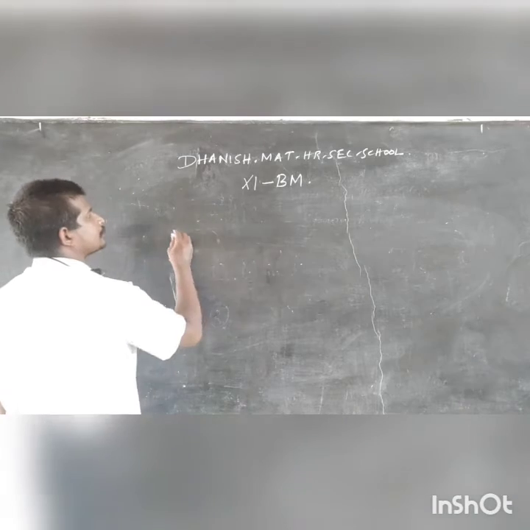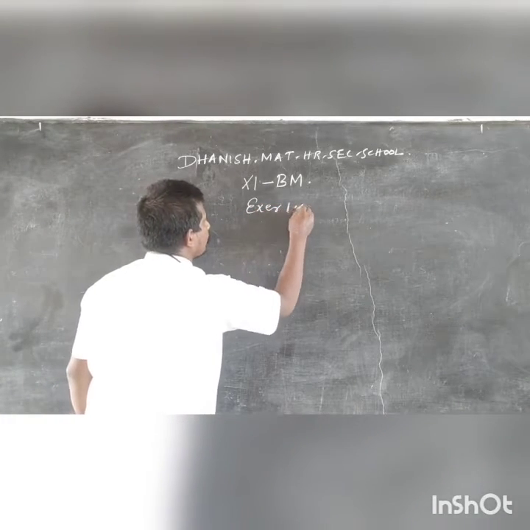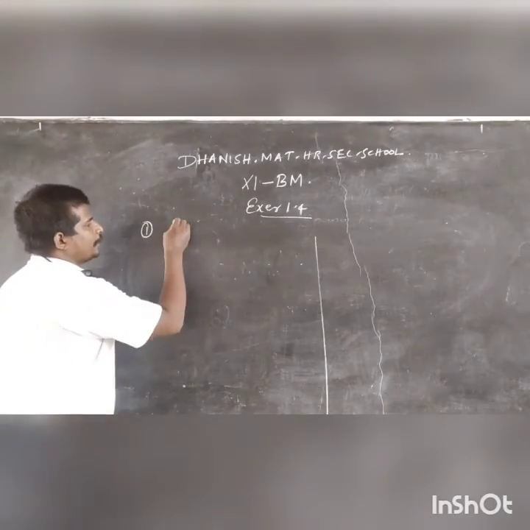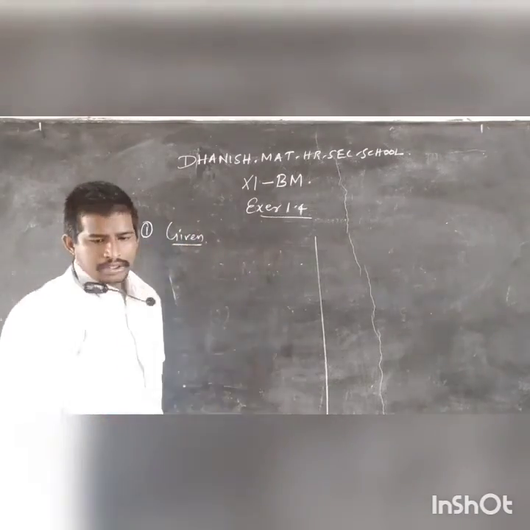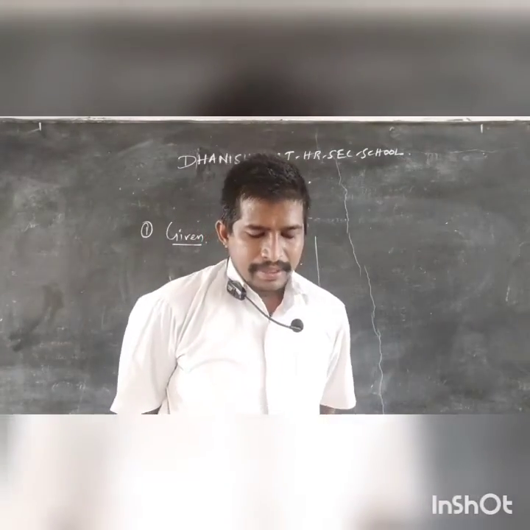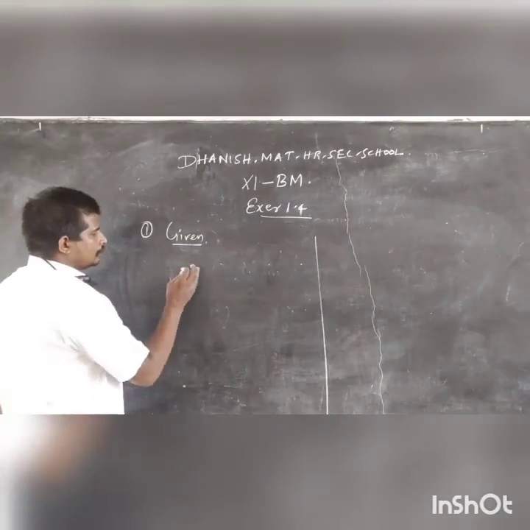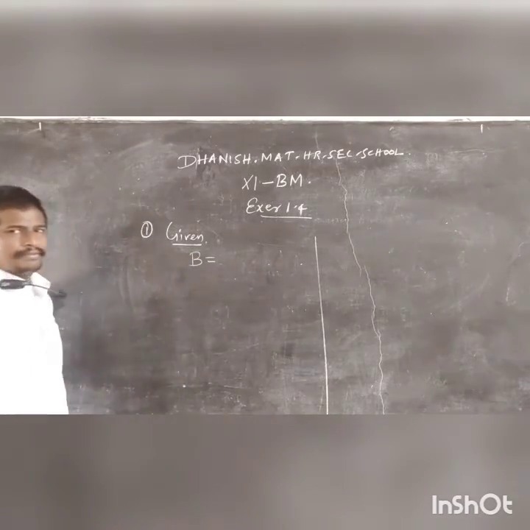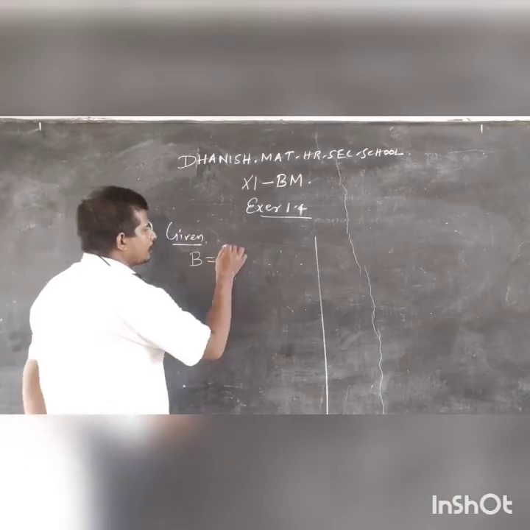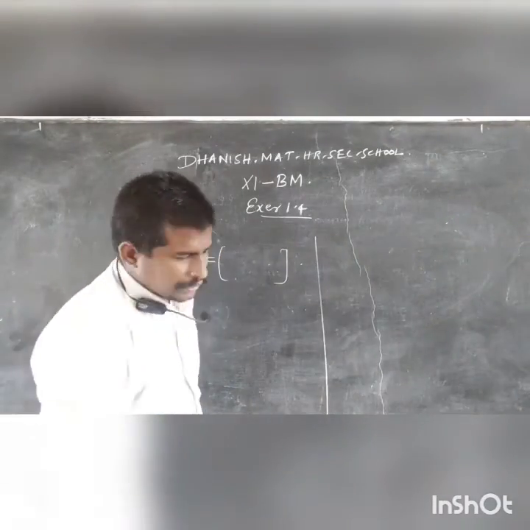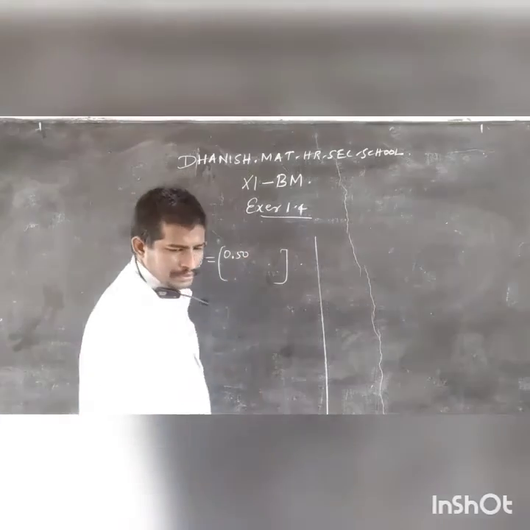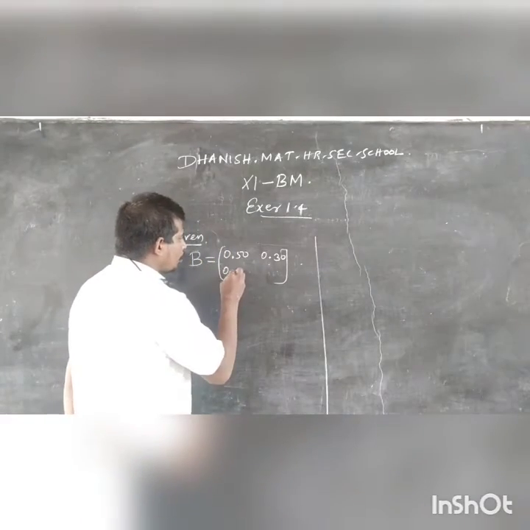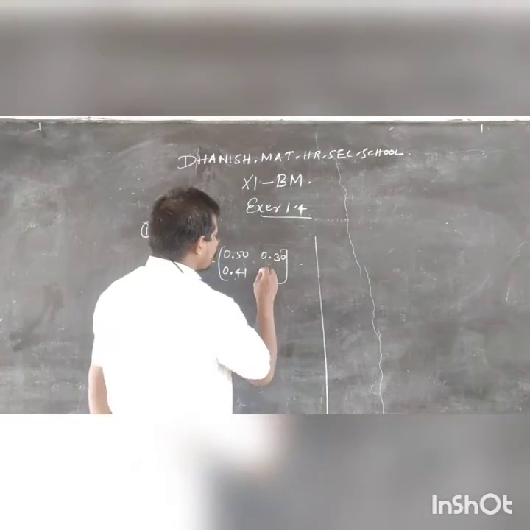What is our given? Exercise 1.4, first problem. First we write the given information. The technology matrix has been given, and it is denoted by capital B. Technology matrix B equals 0.50, 0.30, 0.41, 0.33.